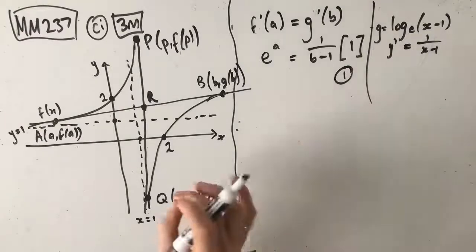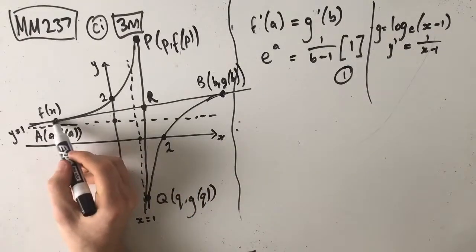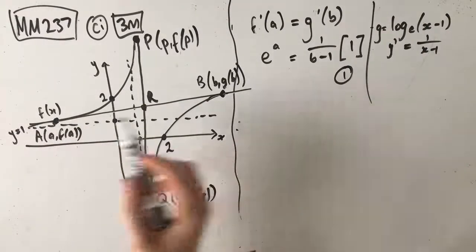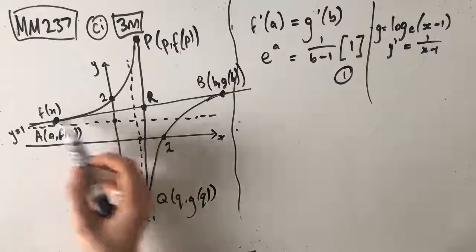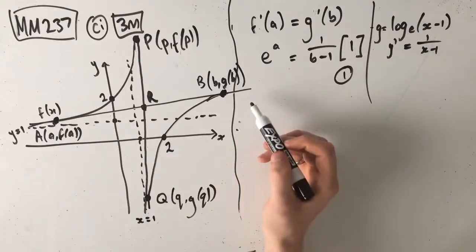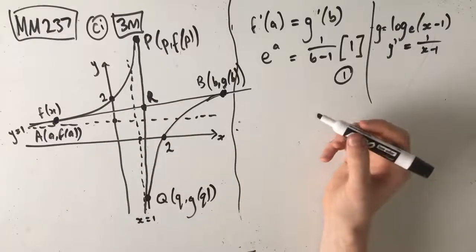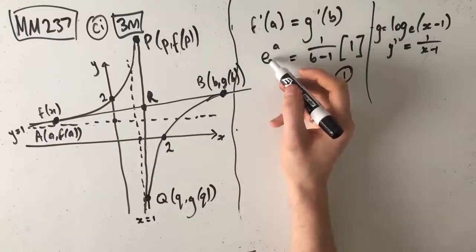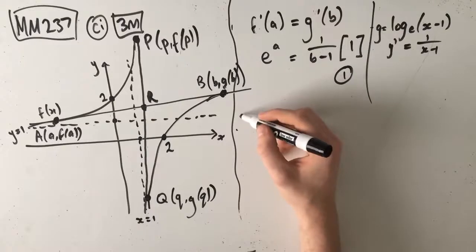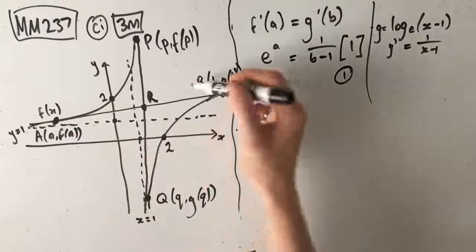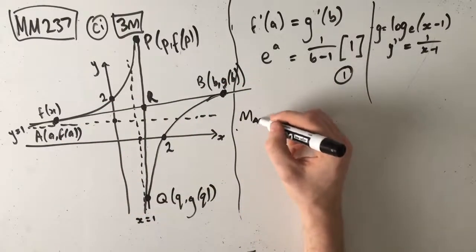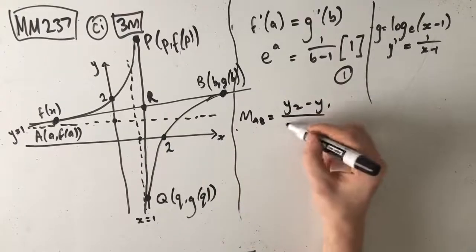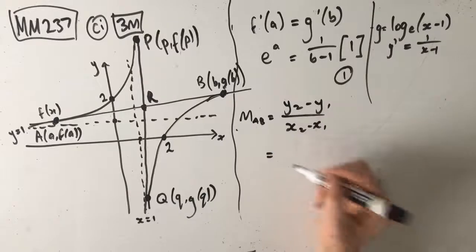Now, we also know that the gradient at this point A must be the same as the gradient of this whole line, which is rise over run between this point and this point, right? So our gradient at point A is e to the power of a. Actually, let's leave that out for a second. So we need to find the gradient between a and b and then equate that to this. So the gradient from a to b is y2 minus y1 over x2 minus x1, as always.